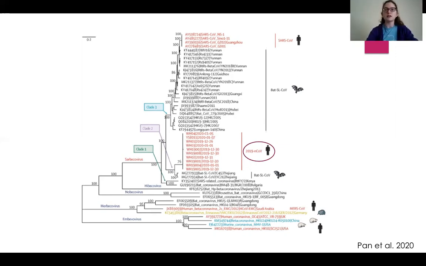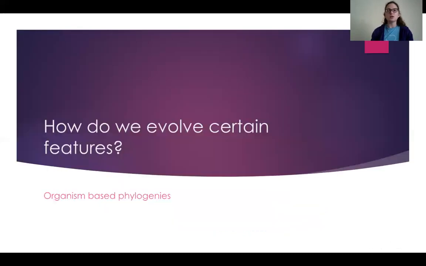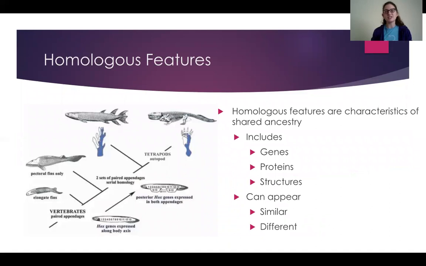But we're going to focus on a different type of phylogenetic tree. We're going to focus on an organism-based phylogeny, and in these phylogenies we're interested in features that organisms have. And to talk about features, it's really important to talk about how features can evolve. So one mechanism for how features can evolve is through homology. Homologous features are features where you have a shared ancestor. And when we talk about these features, we could talk about them in terms of genes or proteins, but we can also talk about them in terms of structures. And we're going to focus on structures just because it's easiest for us to deal with.